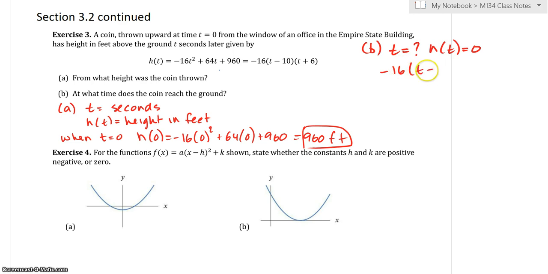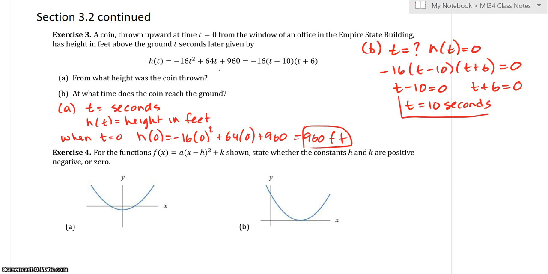I'm going to take that second equation and I'm going to set it equal to 0, because now we want to know what time is the height 0. You can divide both sides by negative 16, so the negative 16 does not have anything to do with the solution. If you remember from the last video, you know the two solutions. If it's in factored form, you set each factor equal to 0, and you add 10 to both sides on the first one. That would be 10 seconds, since T is in seconds.